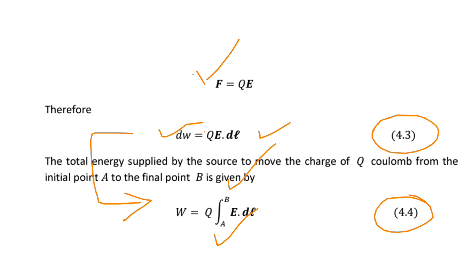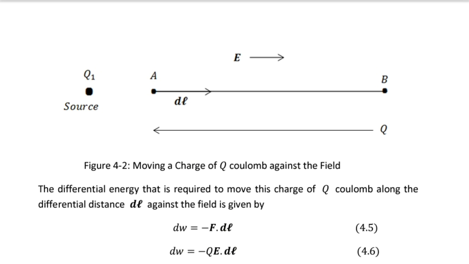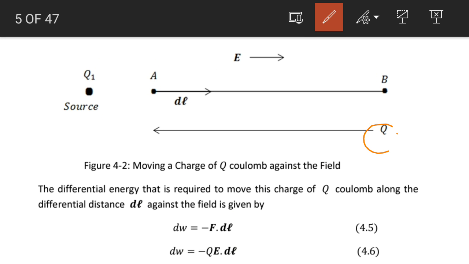Okay, now let's say we want to move this charge of Q Coulomb from the initial position B to the final position A against the electric field. We need an external agency of energy. We need an external agent. So we move this charge of Q Coulomb from the initial position B to the final position A against the electric field intensity.